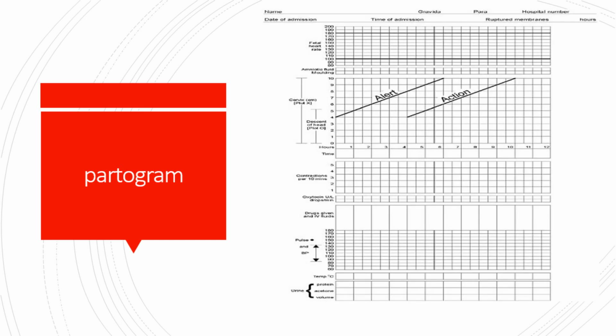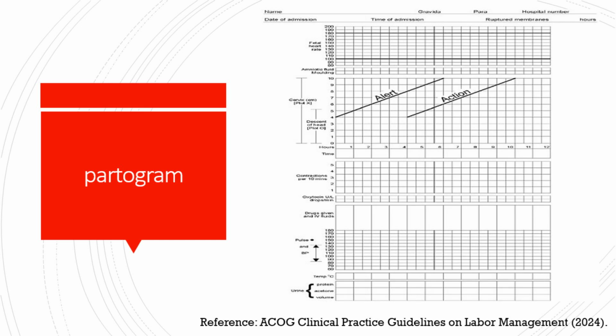It has sections for cervical dilation and fetal descent which are marked by alert and action lines to identify delays in labor progress. Fetal monitoring includes heart rate and amniotic fluid status which are also noted on the partogram. Maternal monitoring noted on the partogram includes vital signs and contractions. Use of the partogram guides timely interventions for safe labor and delivery.